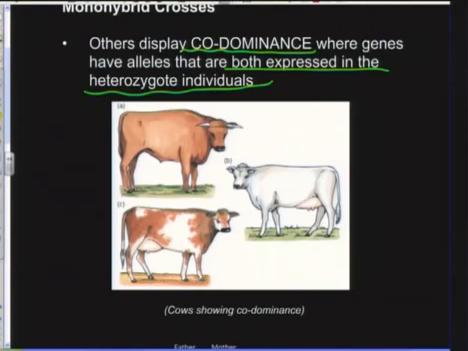An example, you see this in a book: you have your reddish cow with the white cow, and you get roan. Roan is a color which has reddish hair and white patches on it. So that means both the red and the white show up in the offspring.